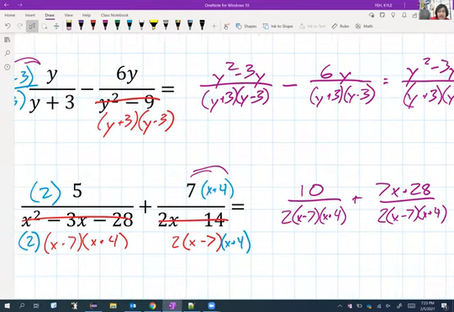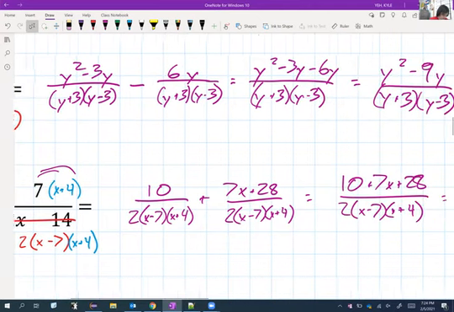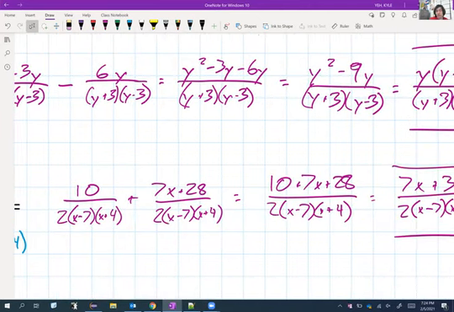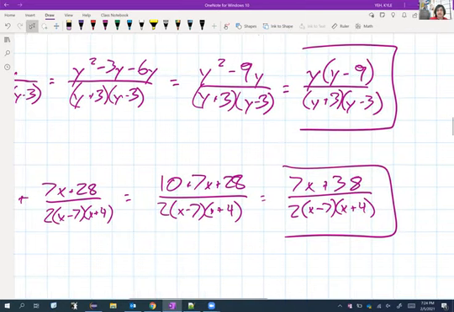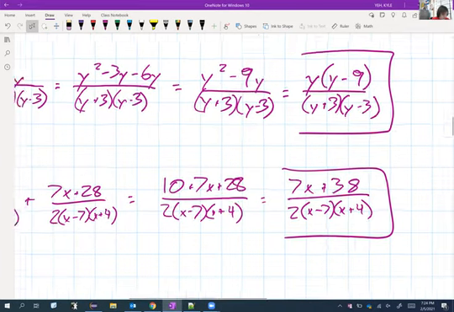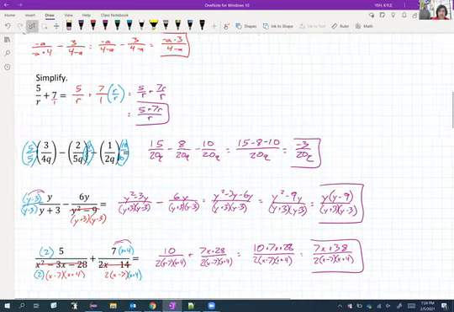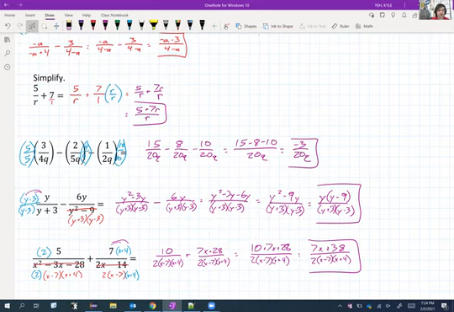So when I did that, on the right-hand side of the screen, now in purple, I multiplied it out. We get 10 over 2 times x minus 7, x plus 4, plus, and then distribute the 7, 7x plus 28 over 2 times x minus 7, x plus 4. Meaning common denominator, we can write them over the same one: 10 plus 7x plus 28 over our denominator, giving us 7x plus 38 over 2 times x minus 7 times x plus 4. Final answer.